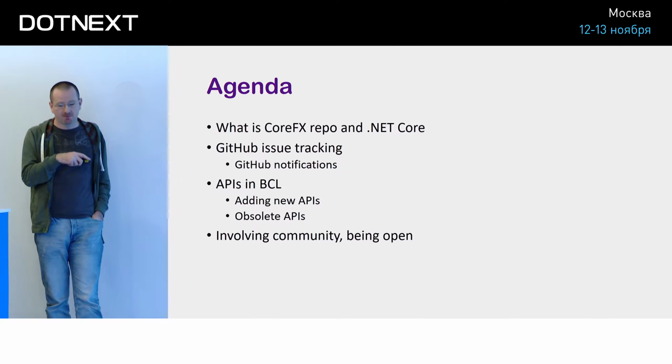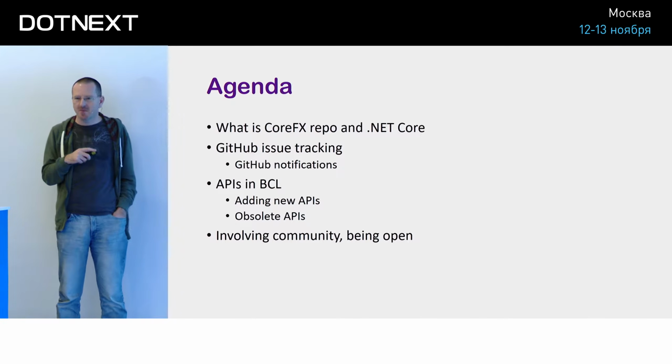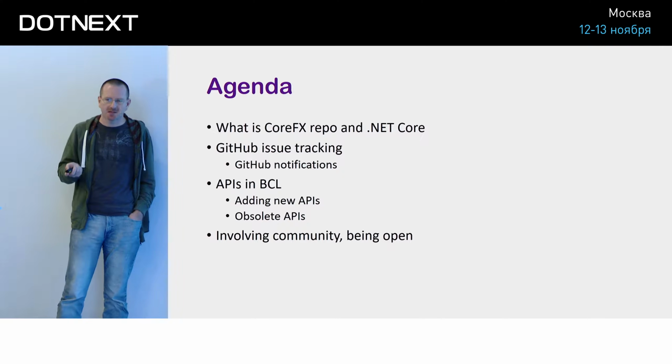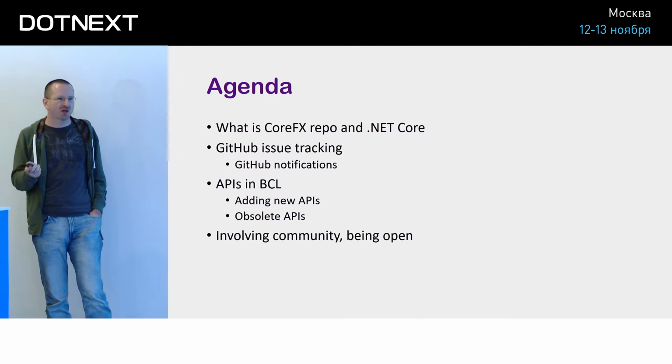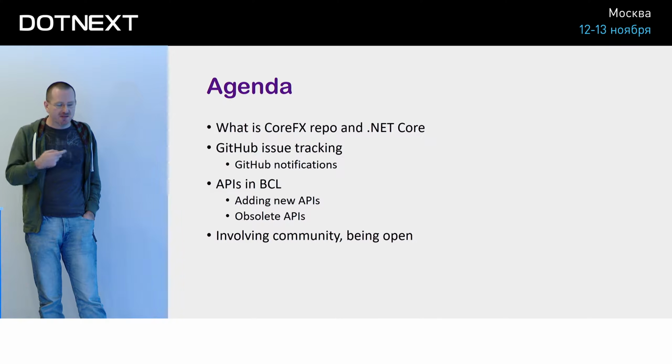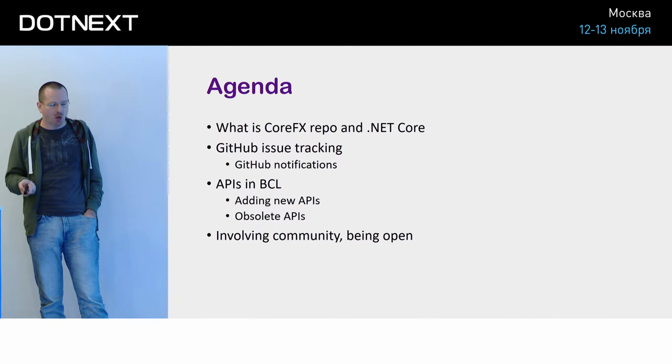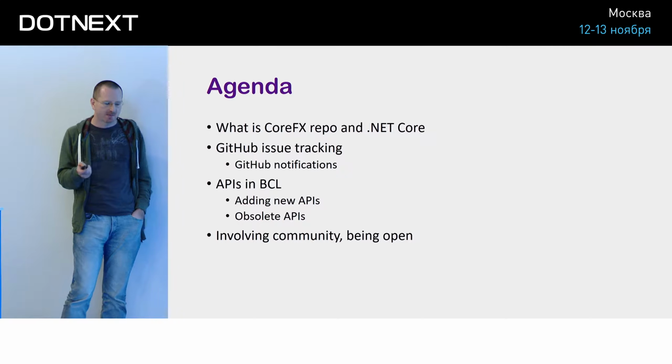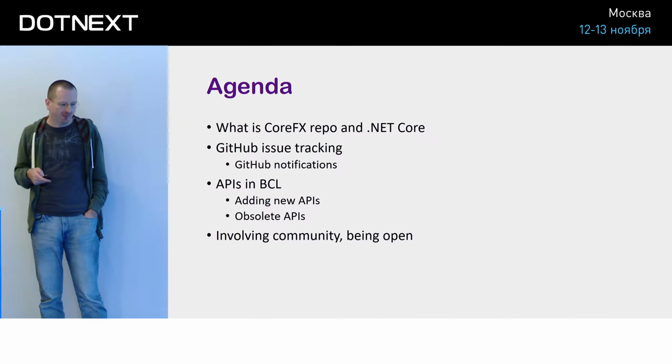I'm going to also call out some interesting stuff around APIs in the BCL. BCL is the base class libraries, so imagine collections and all other beautiful things. How we add new APIs, how we think about that, when it is yes, when it is no, and how we obsolete APIs, which is not as simple as one would think.